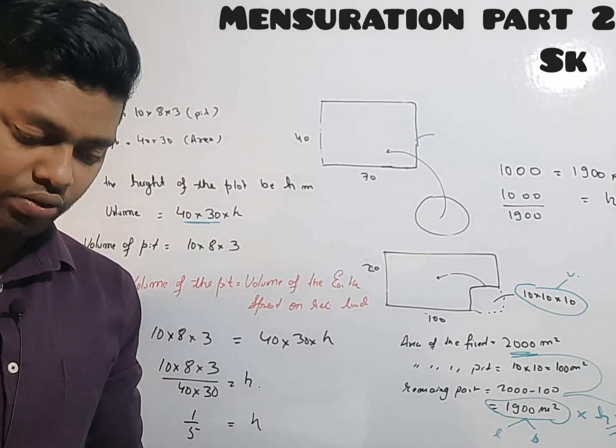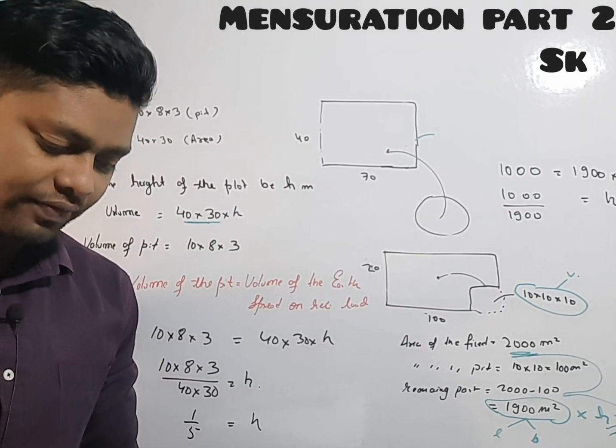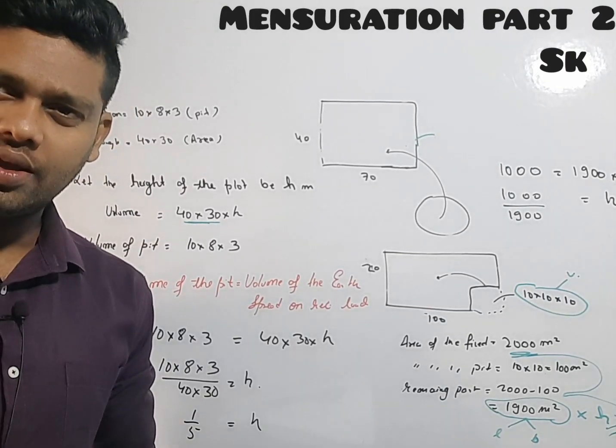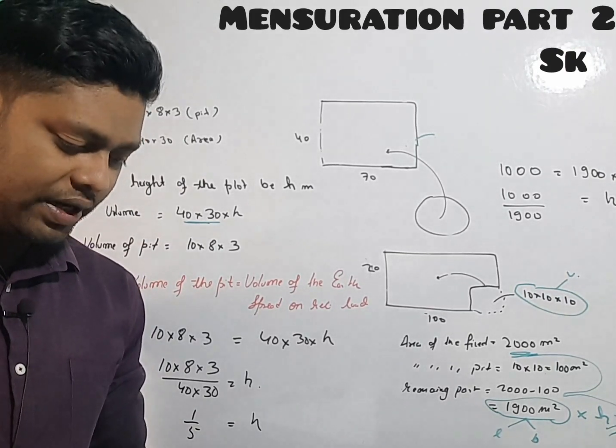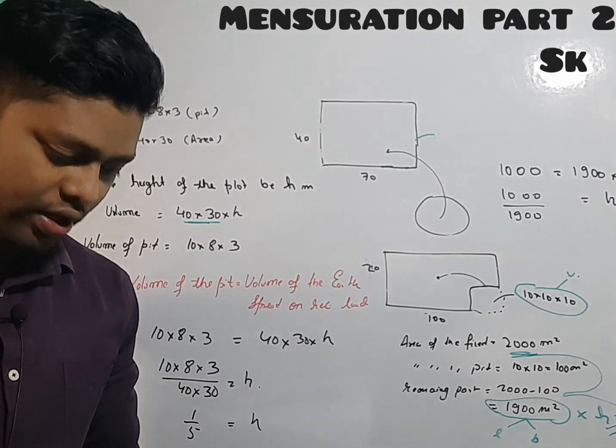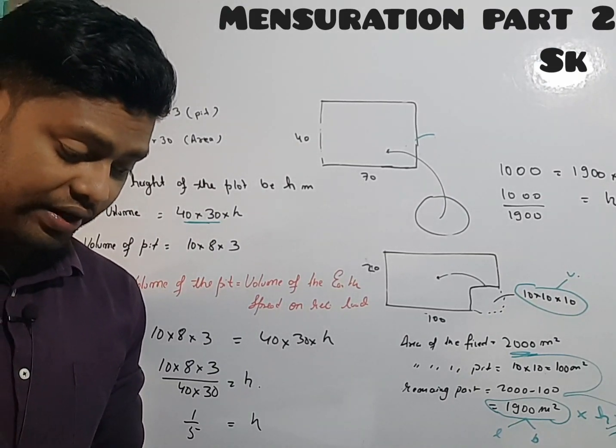You note down the questions. These are the questions which I am gathering from different books. Okay, so a rectangular pit is there which is 1.4 meter long, 90 centimeter broad, and 70 centimeter deep.